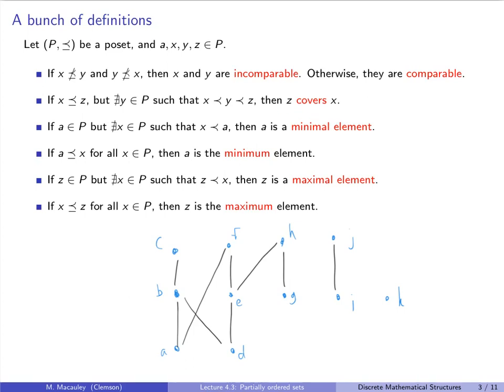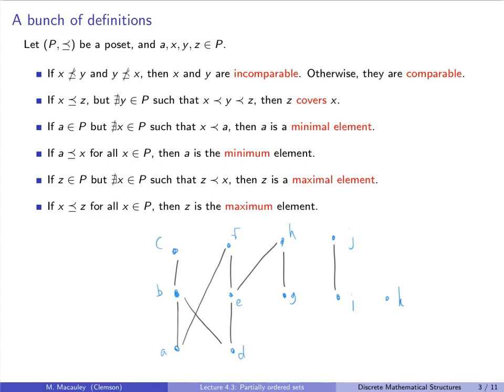Okay, so what about this? Covering relations. If we have two elements, X and Z, and there's nothing between them, then Z covers X. So the covering relations are given precisely by these edges. So H covers E, C covers B, B covers D.